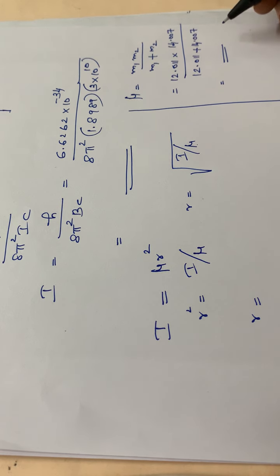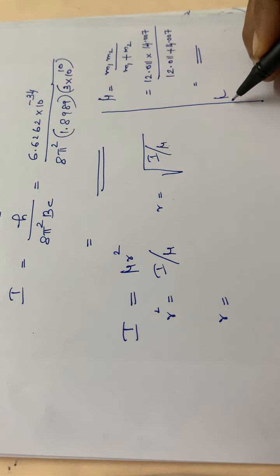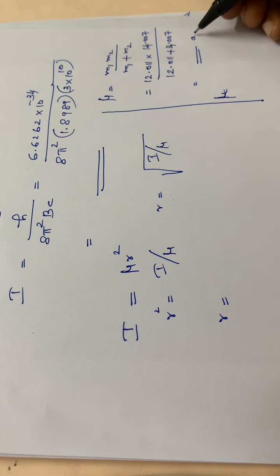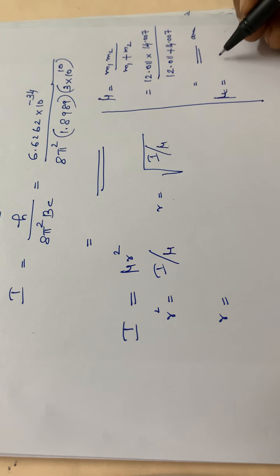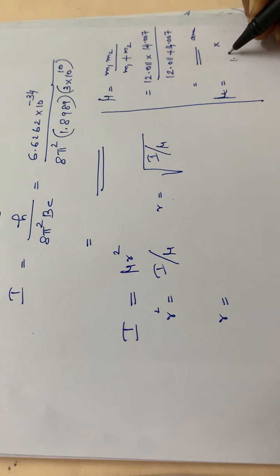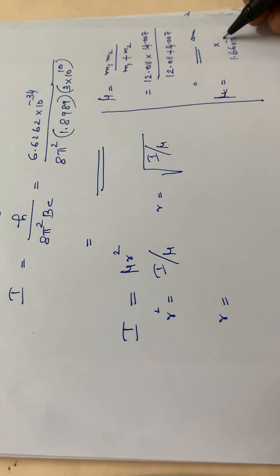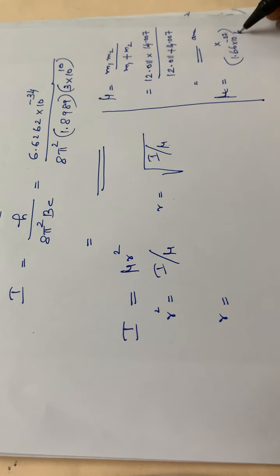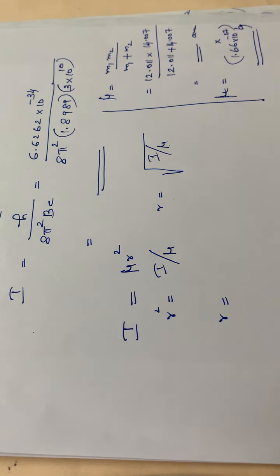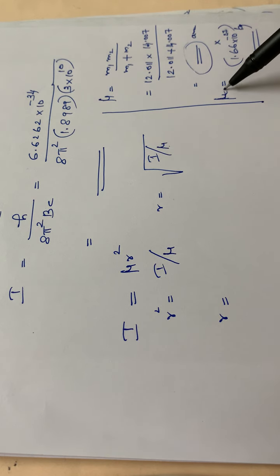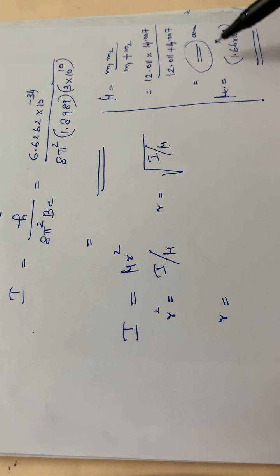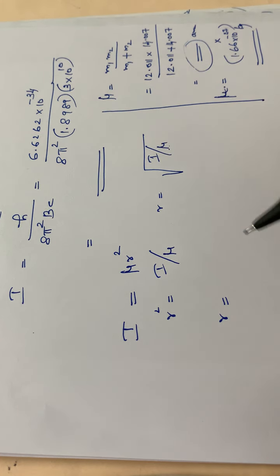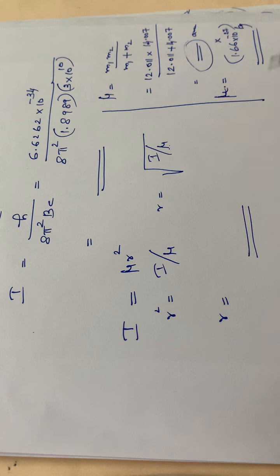That value will be in AMUs, and that value you multiply by 1.66 into 10 raised to minus 27. Thus the answer we will have is in kilogram. So the answer you got here, you have to multiply it with 1.66 into 10 raised to minus 27. That value gives the reduced mass. The reduced mass value you have to substitute in this equation. Therefore, you can calculate the bond length r.